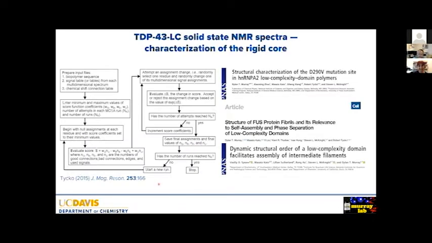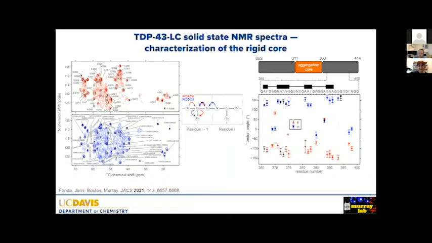The only thing I wanted you to take away from this slide is that we have a computational algorithm shown here on the left that was developed by Rob Tycko and co-workers, and that we've applied it successfully to several low complexity domains. So we're getting relatively good at making these kinds of assignments. And this is the result.